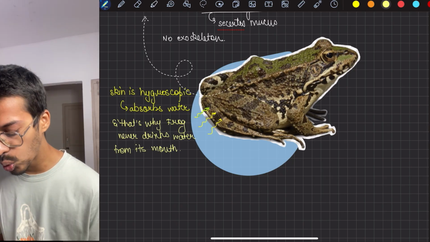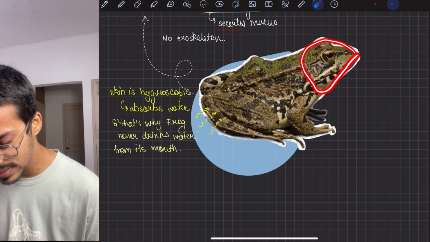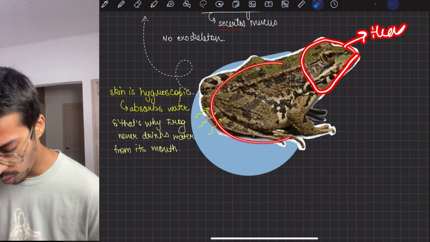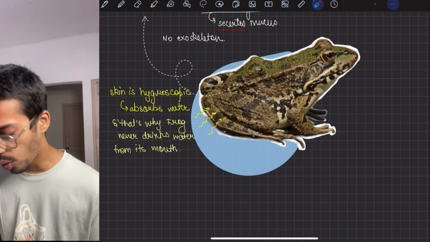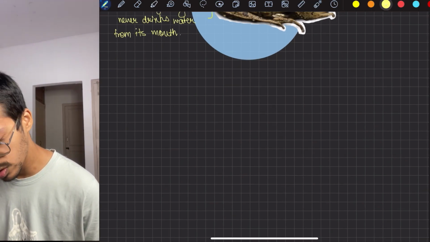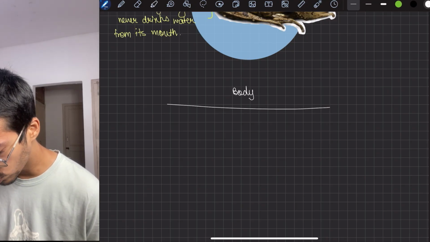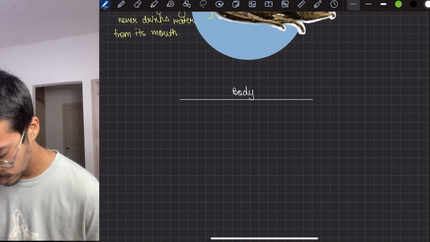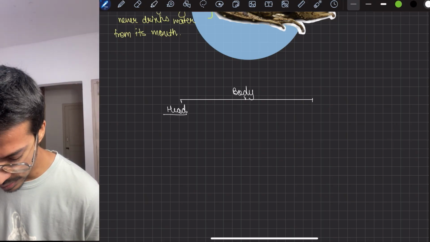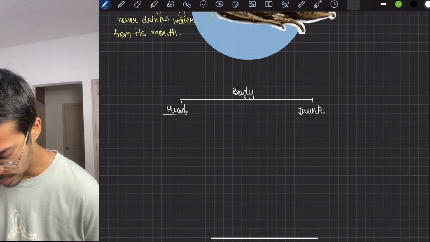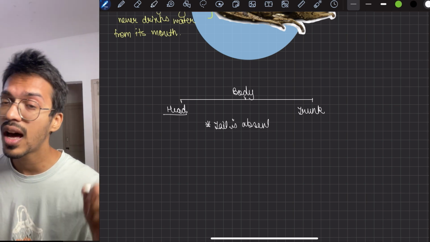Next, the whole body is divided into two major segments. This part is called the head and this part is called the trunk. There is no neck or tail present. So the body is divided into two parts, the head and the trunk. The tail is absent, but in the larva the tail is present.